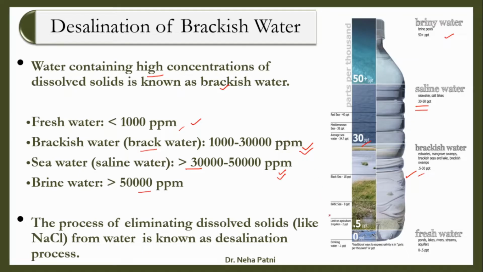it, because you can find it from the sea shore, and you can anytime reduce these salts to less than 1000, the freshwater range. Sometimes brine water is not at all to be treated because that much salt is present in it. So basically the process of eliminating the dissolved solid, let's say for example NaCl, from water is known as desalination. So I hope you understand. De means removal of salt from that salty water is known as desalination of water.